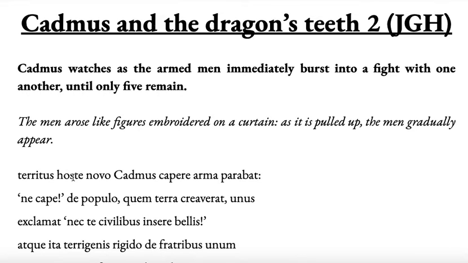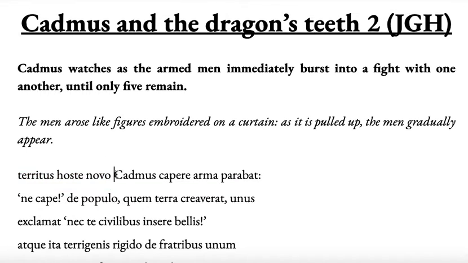So this is part 2 of the story Cadmus and the Dragon's Teeth. And it begins here, territus hoste novo, which means terrified, territus, by the new enemy, hoste novo. And those two words are ablative because it means by the new enemy. In prose, you should really have the preposition ab here. You should have ab hoste novo. But because it's verse, Ovid doesn't quite follow the rules here.